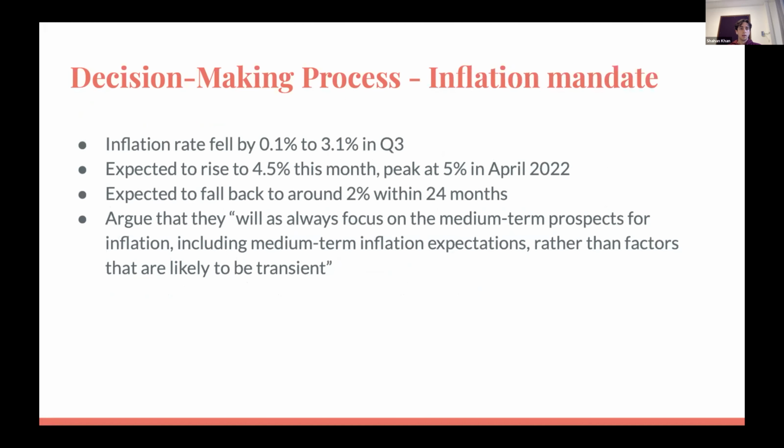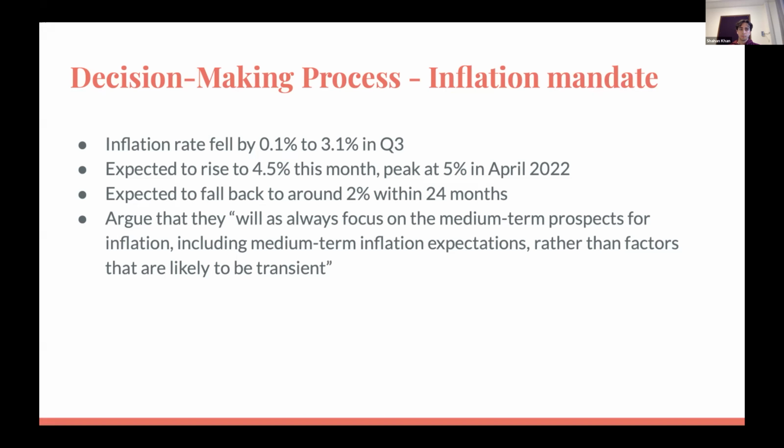Next slide, please. In terms of their inflation mandate, in Q3 2021 the rate fell by 0.1% to 3.1%. It's then expected to rise to 4.5% this month and then remain at similar levels through to the end of Q1 2022, then peak at around 5% in April 2022. And the MPC expects that it'll fall back to near 2% levels within the next 24 months. These projections for the inflation rate in the next 18 months or so are pretty evidently far off the Bank of England's mandated 2% rate.